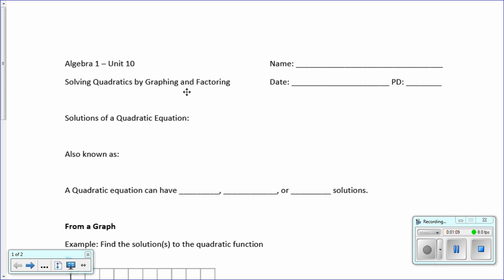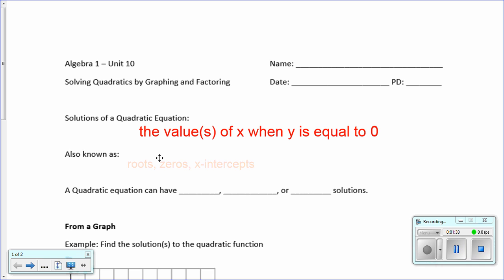That's already set up for you. Sometimes you might see a y, sometimes you might see an f of x, whatever floats your fancy of the day. But most of the stuff we're going to be dealing with has either a y or a 0 already plugged in. So if you see a y or an f of x or whatever, just plug in a 0 for it. So, solutions for a quadratic equation are the values of x when y is equal to 0. Just that. They are also known as roots, zeros, x-intercepts. So any of these words could mean just find the solution.